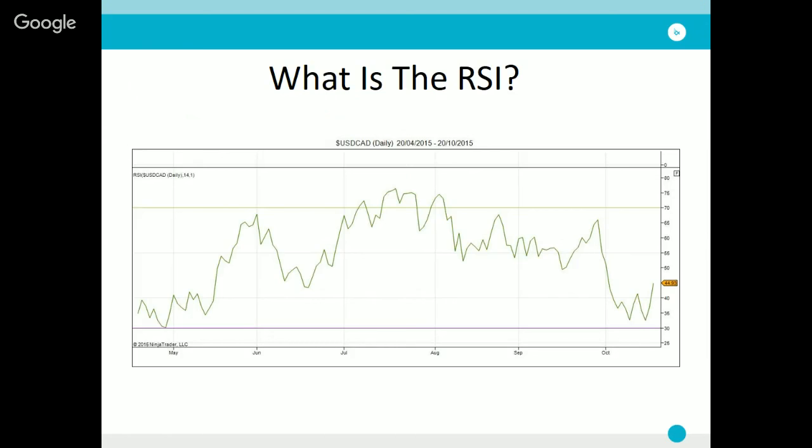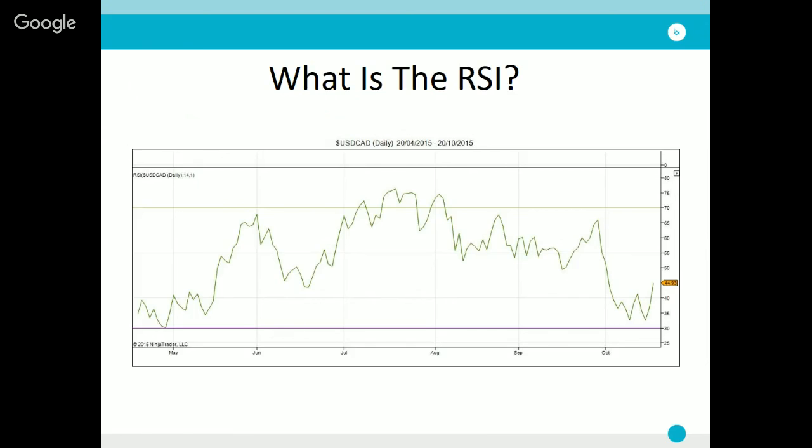Now, these levels are adjustable and you can make them more or less extreme, but these are the standard settings alongside a 14-period look back. So it's looking back over the last 14 sessions. If we're on a daily chart such as this, it's looking back over the last 14 days. If we were on an hourly chart, it would be looking back over the last 14 hours.